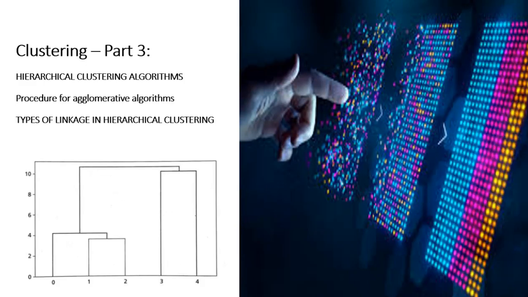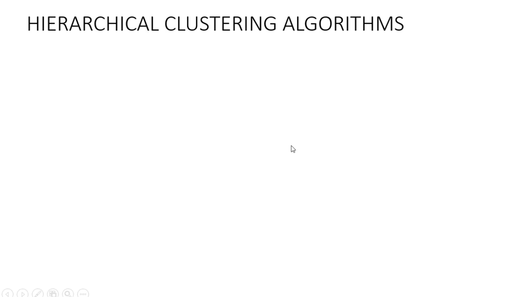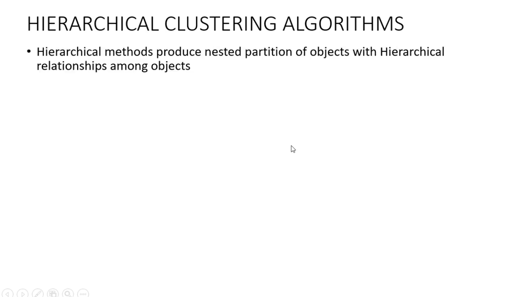This is part 3 of clustering, where we discuss hierarchical clustering algorithms, the procedure for agglomerative algorithms, and we'll see the different types of linkages in hierarchical clustering. So let's first understand what hierarchical clustering is.